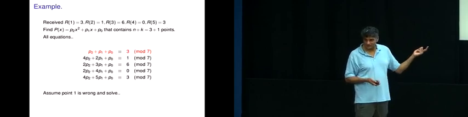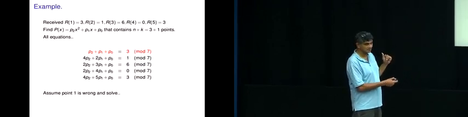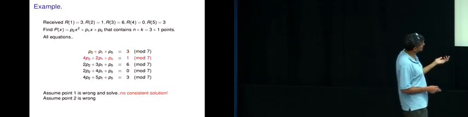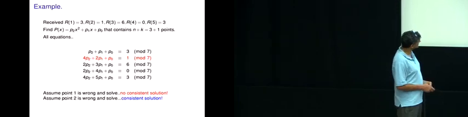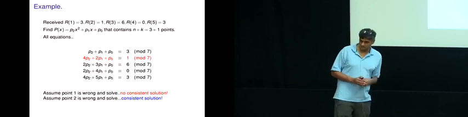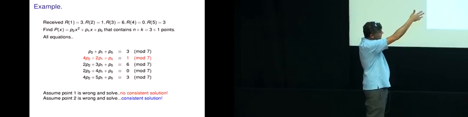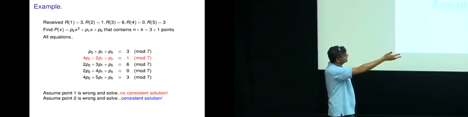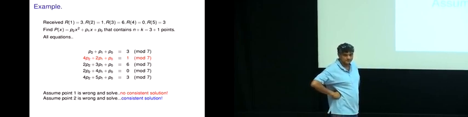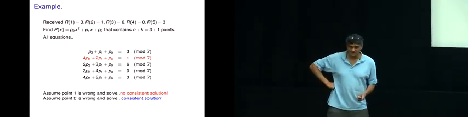Not necessarily, right? Because one of them is not right. Which one's not right? So there's no consistent solution. Now let's assume point 2 is wrong and solve. There's a consistent solution, and we're done. Does that make sense? So once we assume point 2 is wrong, we just pick any three of these equations. We solve for p2, p1, and p0, and then we check it against the fourth one. Okay, so this is the brute force way of doing it.